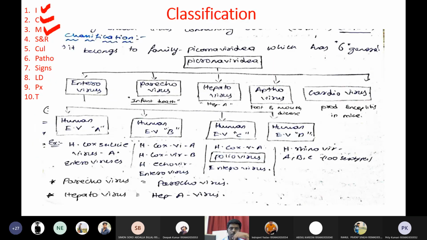Then the classification: poliovirus belongs to the Picornaviridae family. In the Picornaviridae, we have 5 genera. We have Entero, Parecho, Hepato, and Cardioviruses. Our poliovirus is an enterovirus. In the enterovirus, we have 4 classes, enterovirus A, B, C, and D. Our poliovirus belongs to human enterovirus C, to the enterovirus genus, to the family Picornaviridae.